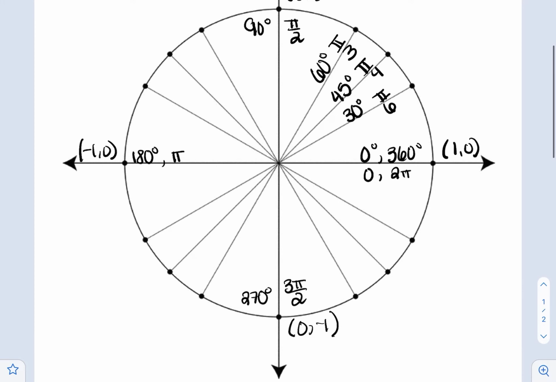One of the things I do notice is that sometimes people mix up their x and their y's. Like at 0 degrees, they write 0, 1. Be active about it. Think about it. Did I move my x? Did I move my y? Just double check that.